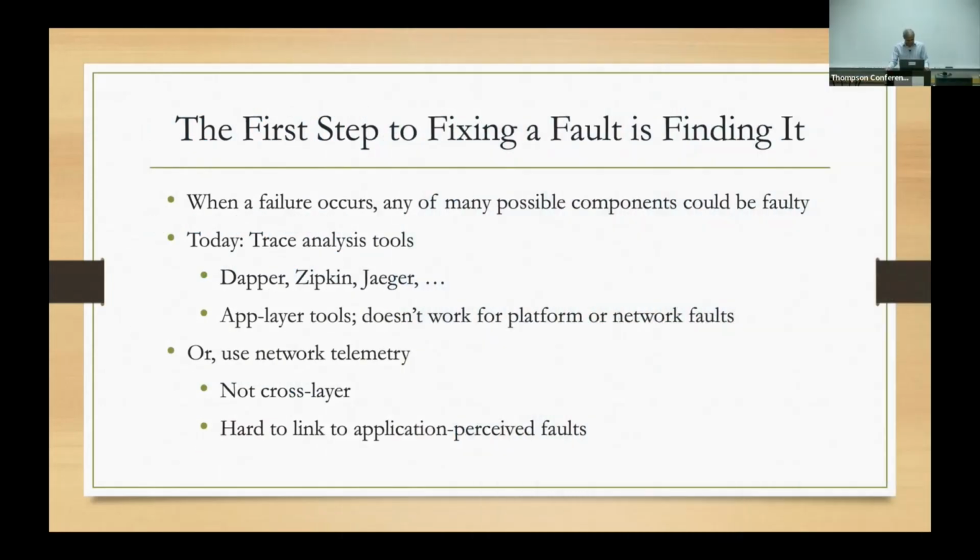All right. So when a failure occurs, any number of possible components could be faulty. I talked about that in the beginning. Today there are two predominant approaches. There are trace analysis tools, some of which are listed here. These are application layer tools for the most part. They don't really work for platform faults that might happen in infrastructure, and they certainly don't work across the network.